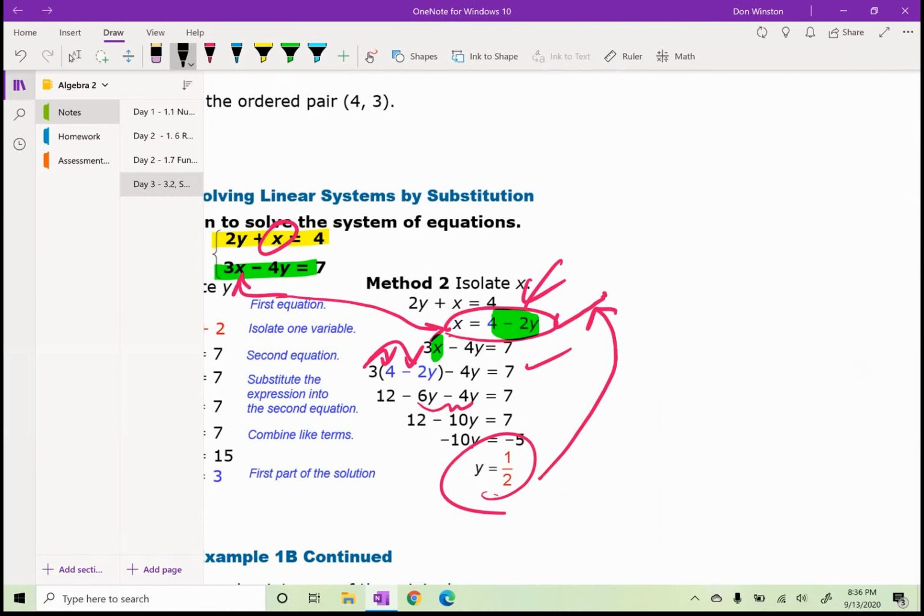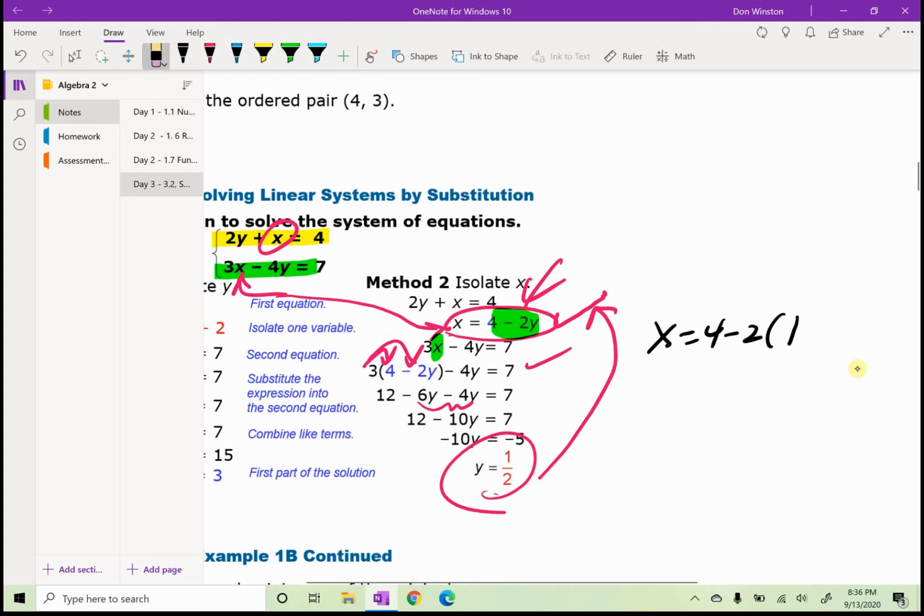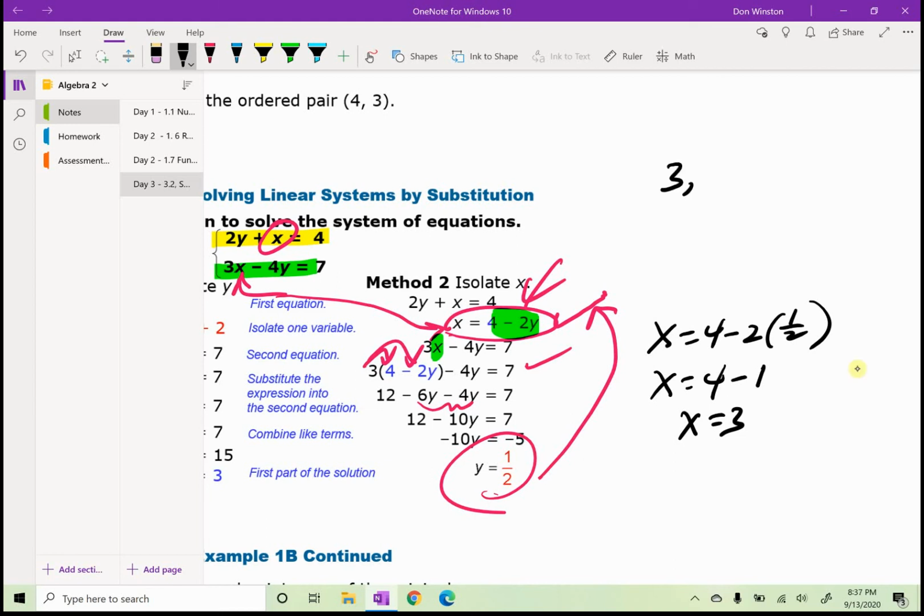So here I have x equals 4 minus 2 times 1/2. 2 times 1/2 is 1, and so I have x is equal to 4 minus 1. And so x is equal to 3. So my solution here is the coordinate point 3 for x and 1/2 for y.